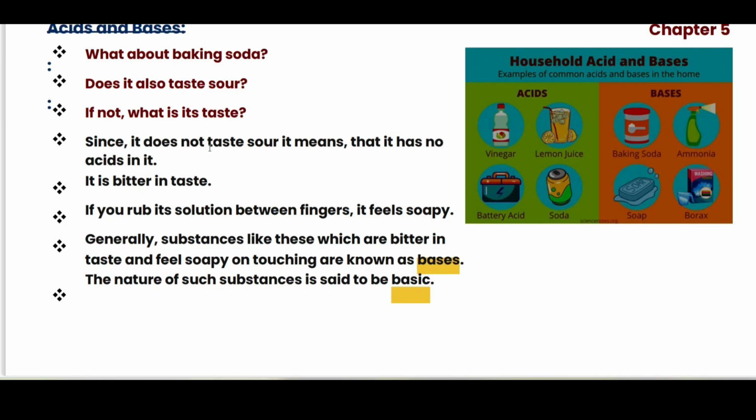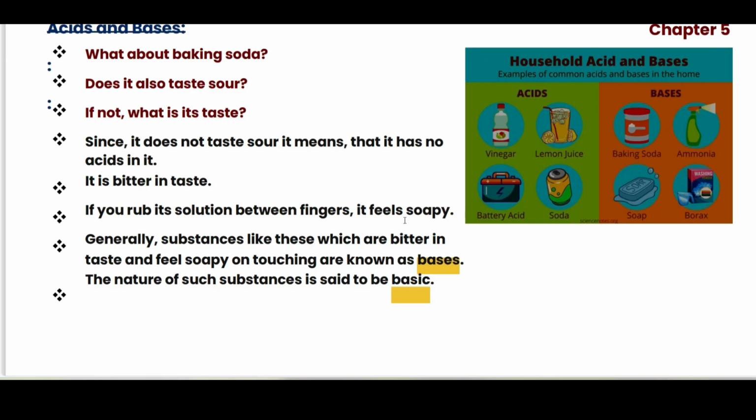It is bitter in taste. It does not taste sour. It means that it has no acid. If it is not sour, then it will not be an acid. It is bitter. What is the taste of baking soda? It is bitter. If you rub its solution between the fingers, it feels soapy.